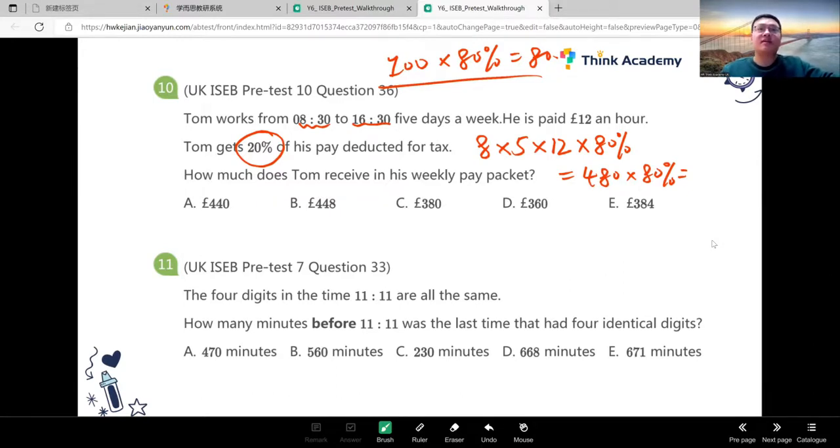Which one must be correct? You must choose E. Do you know why? Because 8 times 8 is 64. So that means the last digit must be 4. And if you go through A, B, C, D, E, only this one gives you last digit 4. So that's why you choose E. Okay, next one. Let's see.